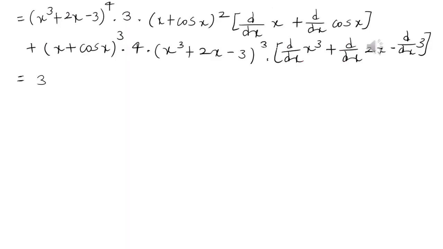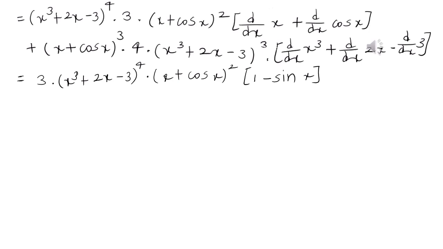Take 3 at the start, then (x cube plus 2x minus 3) raised to 4 into (x plus cos x) bracket square, and now derivative of x is 1 and derivative of cos x is minus sin x, so it will be 1 minus sin x. Similarly, we have taken 4 here. Then our expression (x plus cos x) bracket cube into (x cube plus 2x minus 3) bracket cube.